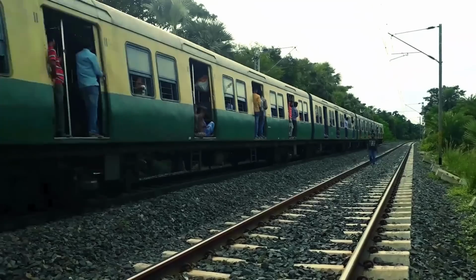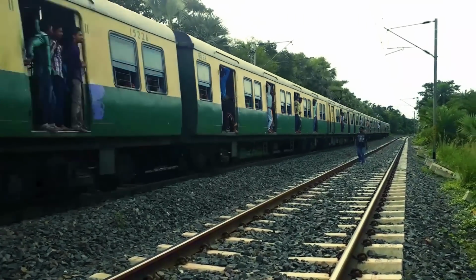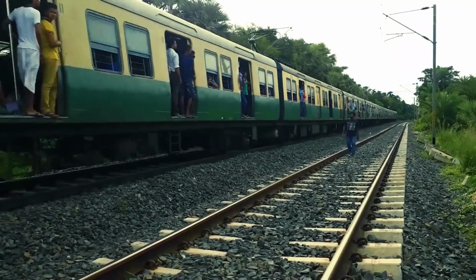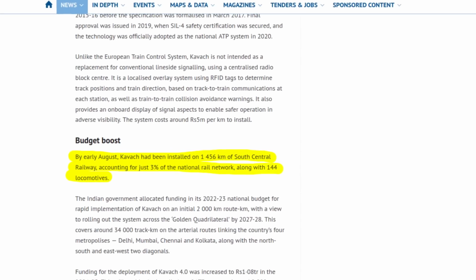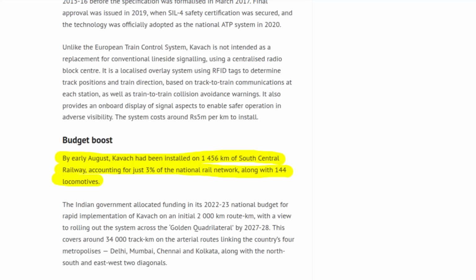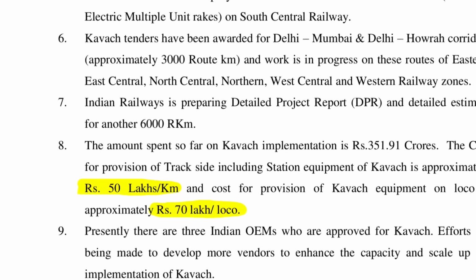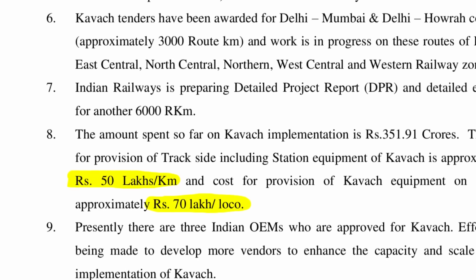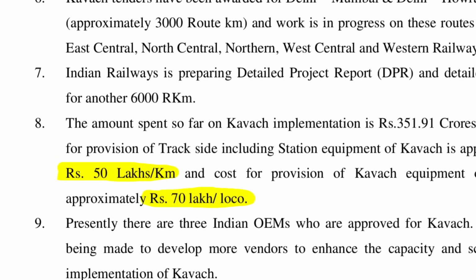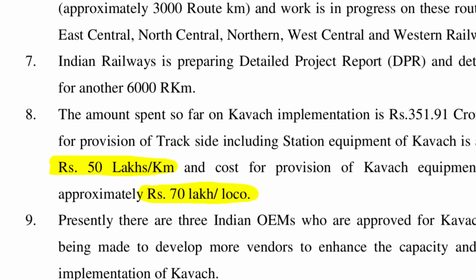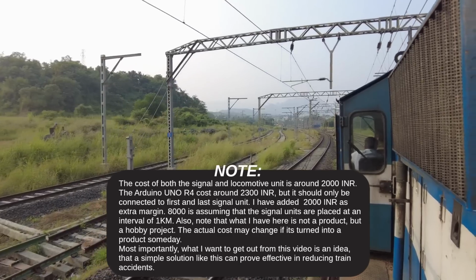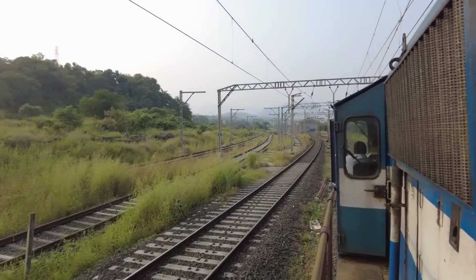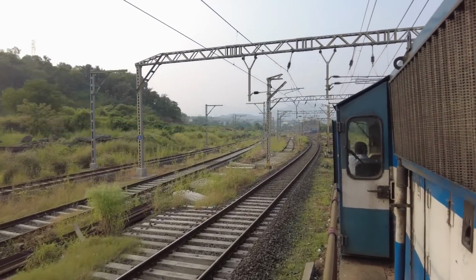In the past few months and years, the Indian Railways has suffered a lot of train collisions. One of the primary reasons for many such accidents is the absence of TCAS or KAVACH on those routes. So far, only around 1500 km of the railway network has been fitted with KAVACH, which accounts for just 3% of the railway network. One of the major reasons for the slow progress is the high installation cost of 50 lakh or 5 million Indian rupees per kilometer of the track and 70 lakh or 7 million Indian rupees per locomotive. OTAPS on the other hand has an installation cost of just rupees 8,000 per kilometer of track and 4,000 per locomotive, which is just 0.16% and 0.05% of the cost of installation of TCAS.